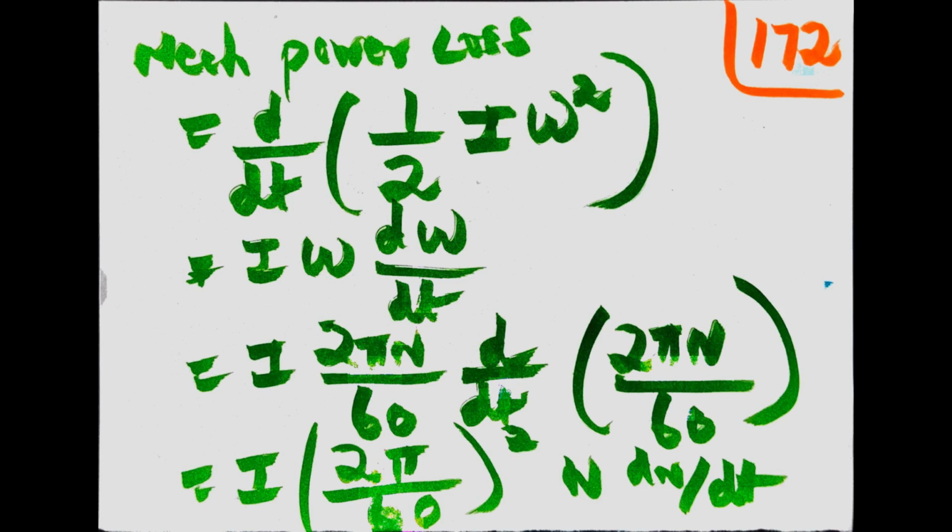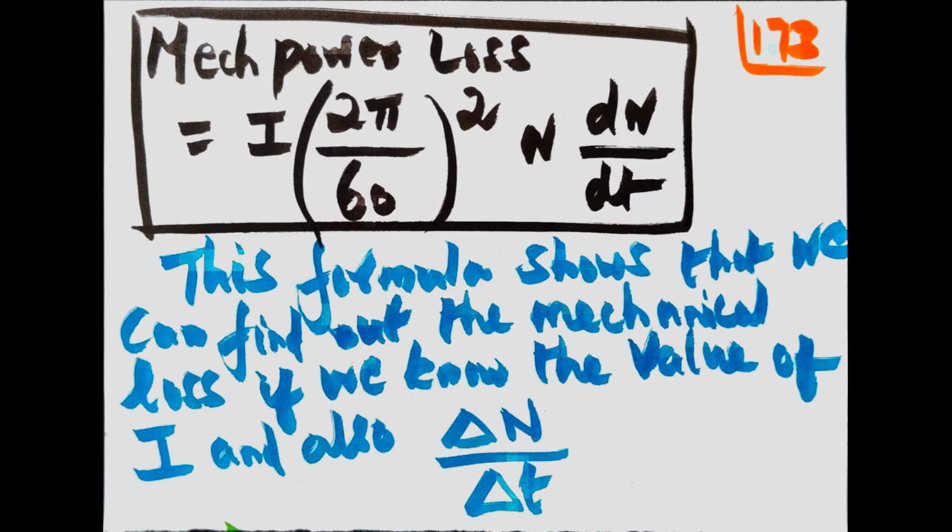Graph shown, time versus speed. The slope gives the mechanical loss. Slope is OA divided by OB. The slope of the curve is given by OA divided by OB. The slope of the tangent is given by OA divided by OB.